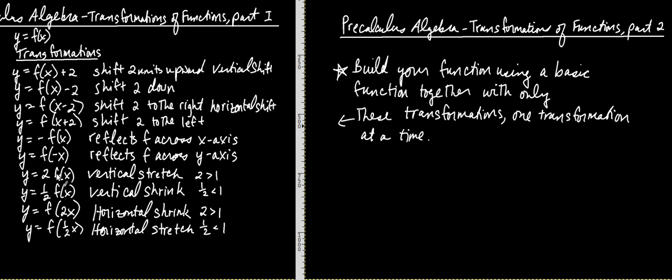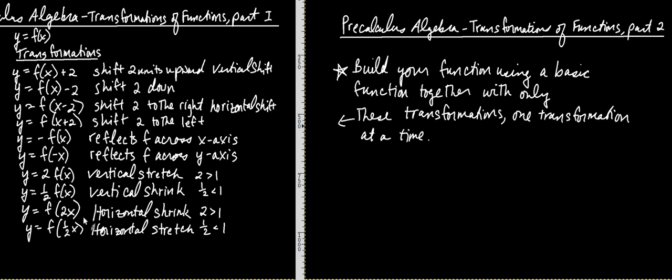If you multiply your function by a positive constant greater than 1, so I gave you an example of 2, but what's important is that it's greater than 1, you get a vertical stretch. If you multiply your function by a positive constant that is positive but less than 1, so in this case 1/2 is less than 1, you shrink your graph vertically.